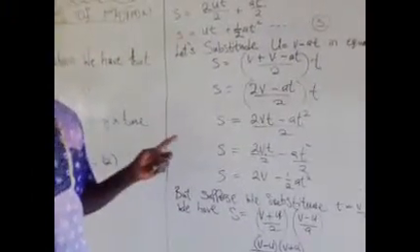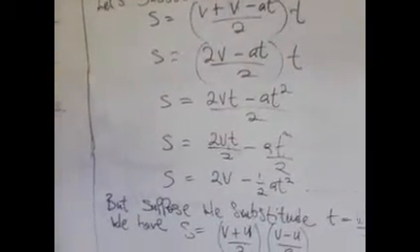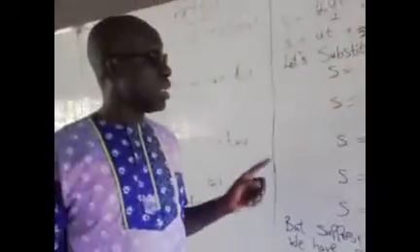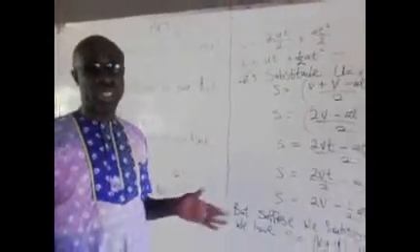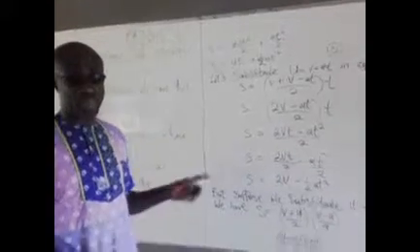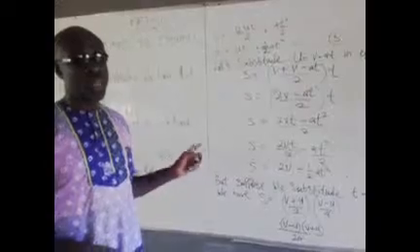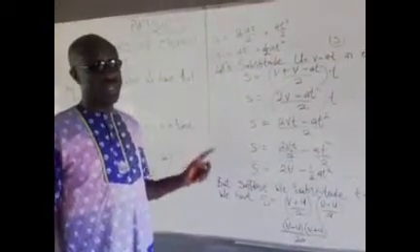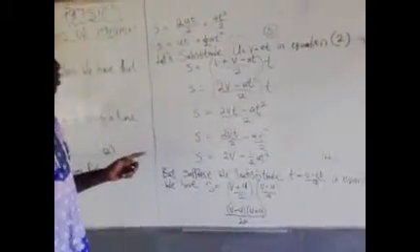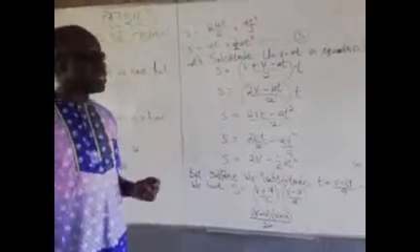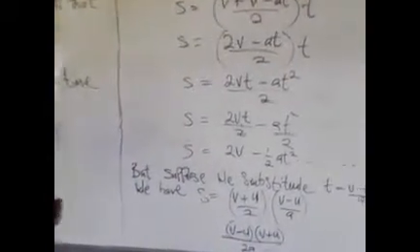So if we remove the bracket, we have that S equal to 2VT minus AT squared all over 2. If you separate this equation into two fractions of the same denominator, we have S equal to 2VT over 2 minus AT squared over 2. And then, since 2 cancels 2, we have VT.